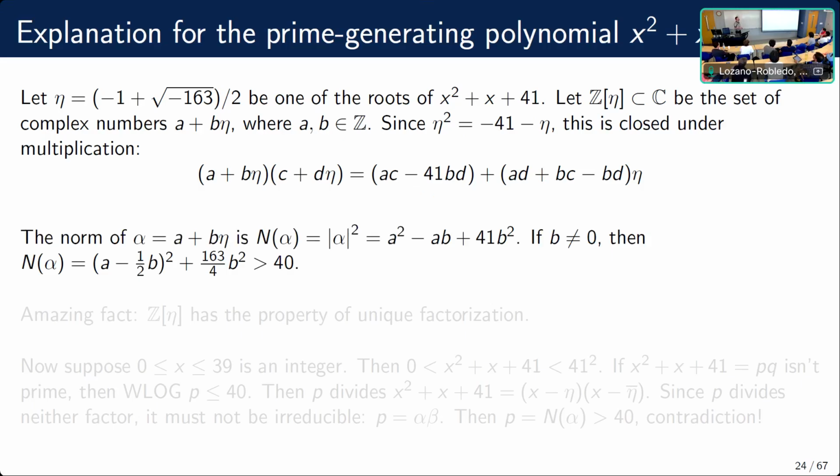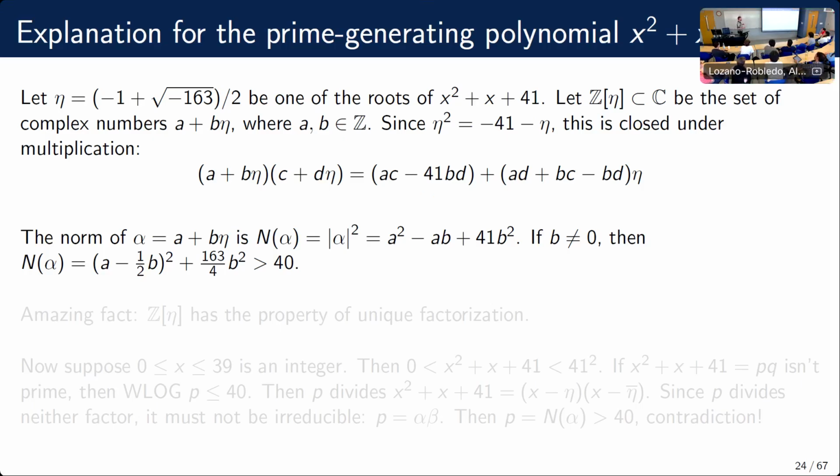One thing I want to point out is that this norm is actually pretty big. If the number b is not 0, in other words, if alpha is not a real number, then the norm, here I completed the square, and if you forget about this term, b is at least 1, so b squared is at least 1, and so the norm is at least 163 divided by 4. Whatever, that's at least 40. It's bigger than 40, in fact. So the norms of non-real elements of this ring are all bigger than 40.